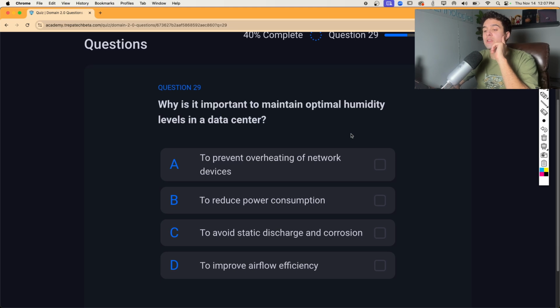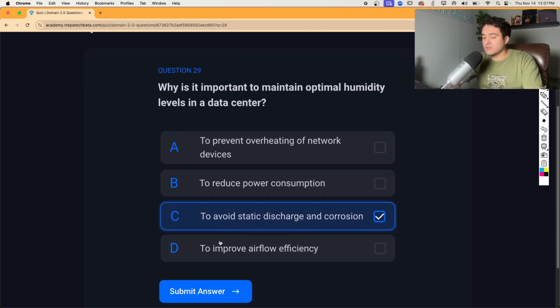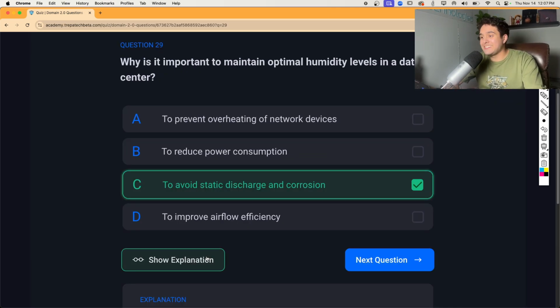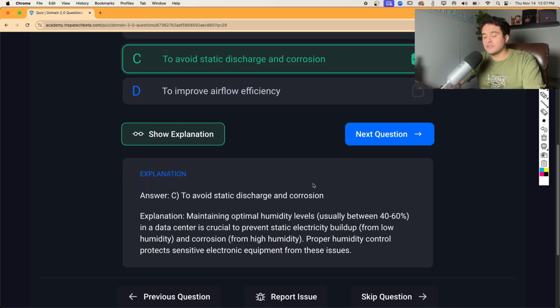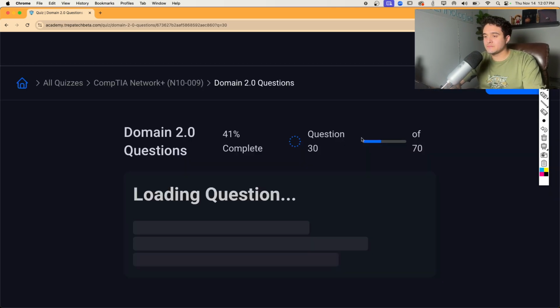Question 29. Why is it important to maintain optimal humidity levels in a data center? Some more environmental factors, so our equipment doesn't get messed up. So we don't have static discharge for one, and to also avoid corrosion, because these are metal electrical pieces of equipment, and water's not good for it. Humidity is not good for those parts and pieces. Go ahead and pause the video if you'd like to read the explanation.